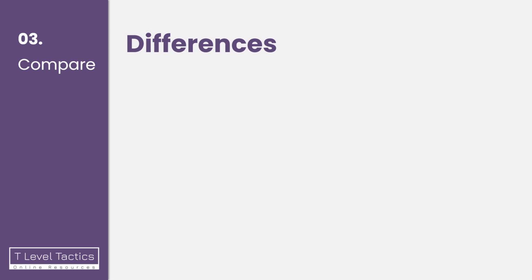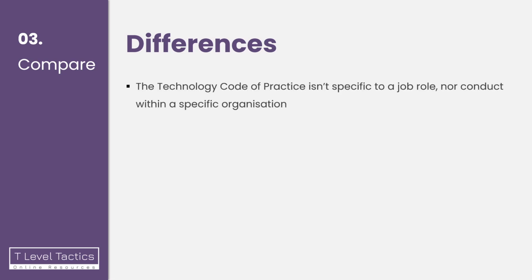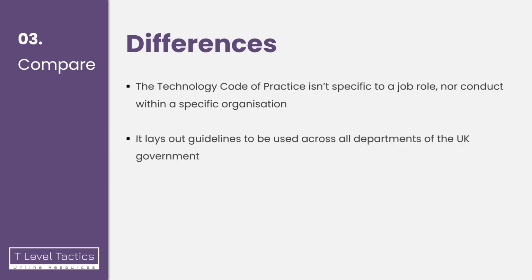Now, the technology code of practice isn't specific to a single job role in government, nor the conduct of employees in the UK government either. Instead, it lays out guidelines to be used across all departments of the UK government. And for an idea of the size of that organisation, that's 3.7 million staff as of March 2024 that work all across the United Kingdom.